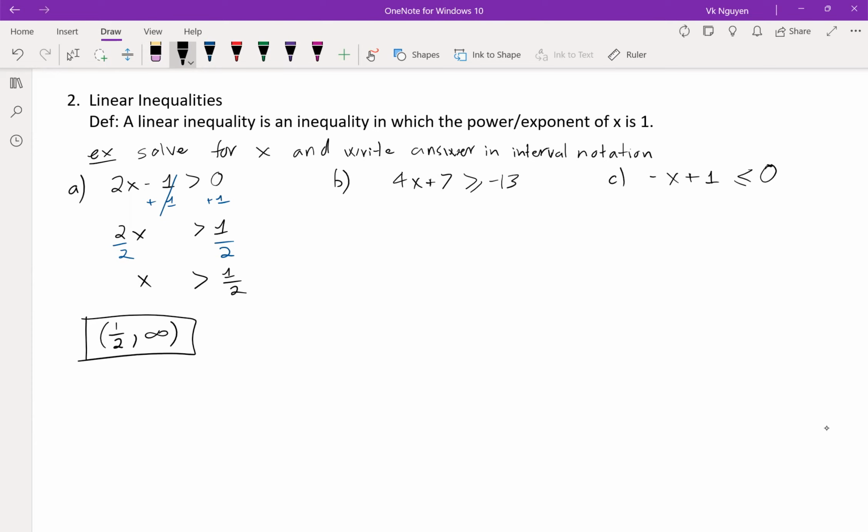Second example, 4x plus 7 greater than or equal to negative 13. Minus 7 on both sides. 4x greater than or equal to negative 20. And then we divide both sides by 4. X is greater than or equal to negative 5. We go from negative 5 to infinity, including negative 5.